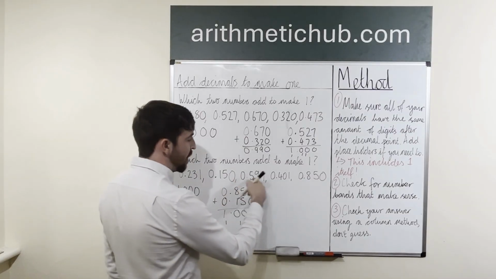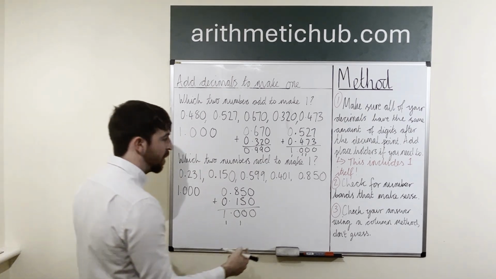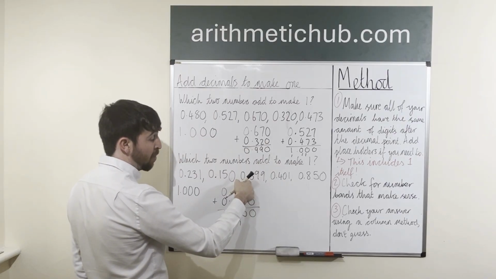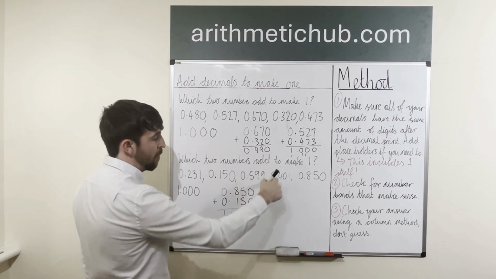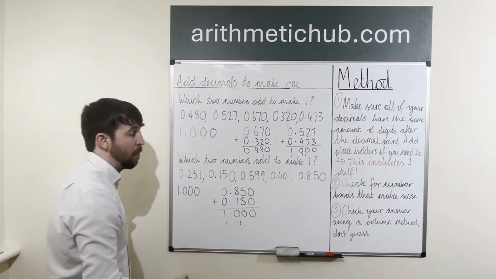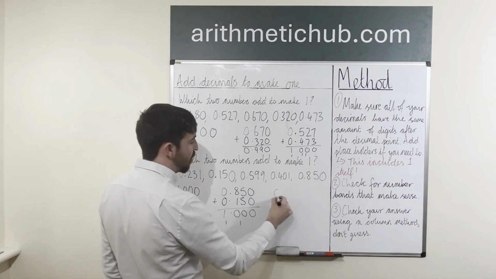So I think 0.599 add 0.401 would also work, because if I'm adding 1 thousandth to this, this is becoming 0.600. If I'm taking 1 thousandth off this, this is becoming 0.400, which is a number bond to 10 again, isn't it? So let's try this.